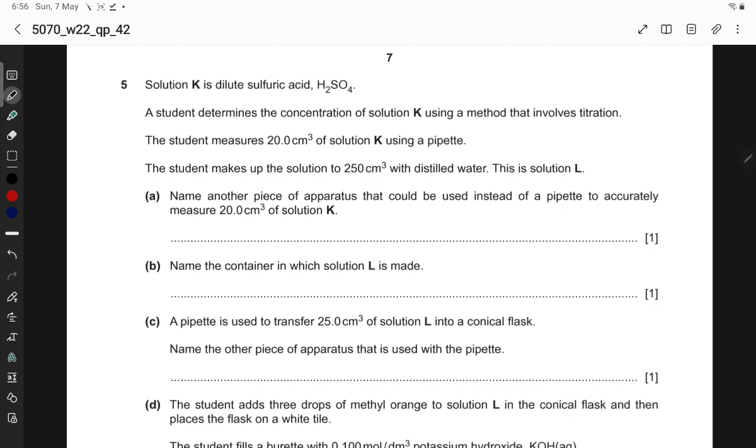Next question. Solution K is dilute sulfuric acid. A student determined the concentration of solution K using a method that involves titration. The student measures 20 centimeter cube of solution K using a pipette. The student makes up the solution to 250 centimeter cube with distilled water. This is solution L.